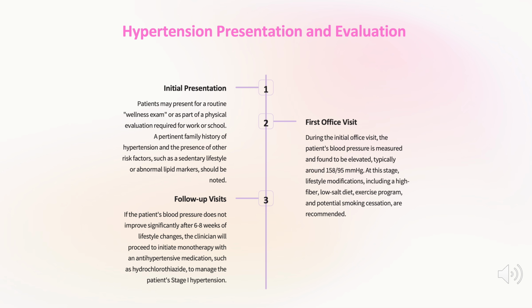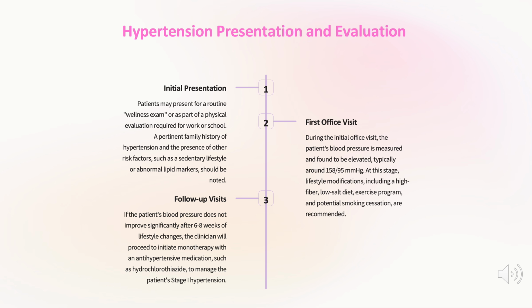During the first office visit, the patient's blood pressure is measured, and if elevated, let's say for argument's sake around 158/95, it raises concerns. At this stage, we recommend lifestyle modifications. These include adopting a high-fiber, low-salt diet, starting an exercise program, and considering smoking cessation if applicable.